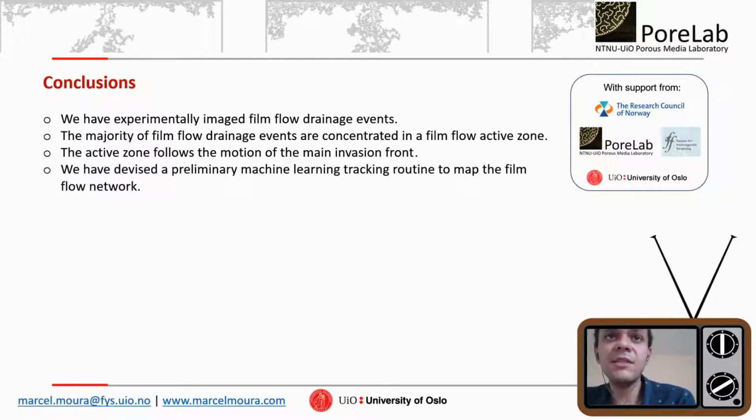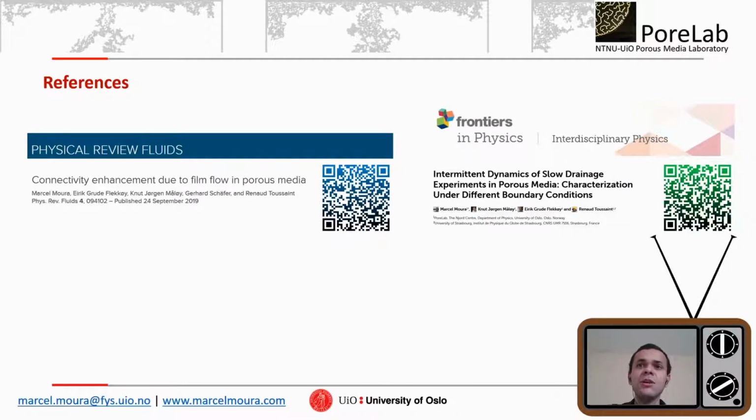So our conclusions are these: we have experimentally imaged and measured the film flow drainage events. The majority of these events are concentrated along an active zone that follows the motion of the main liquid-air interface. And we have devised a preliminary machine learning algorithm to track this film flow network. So the main reference for this work is this paper here, and I would also like to point out this other paper where we have analyzed the intermittent dynamics of these drainage experiments a little bit more.